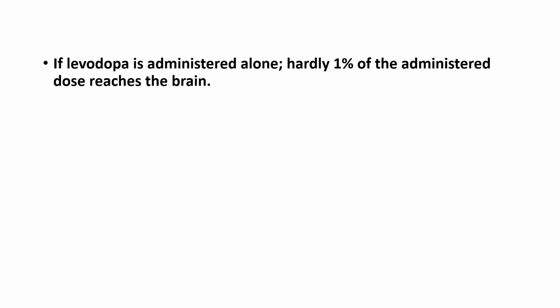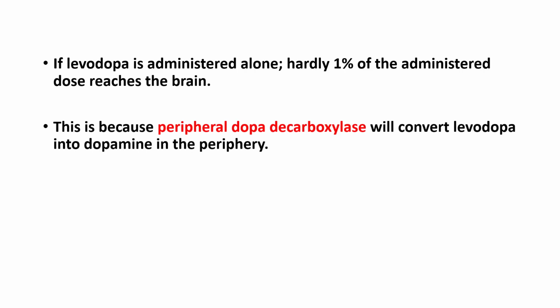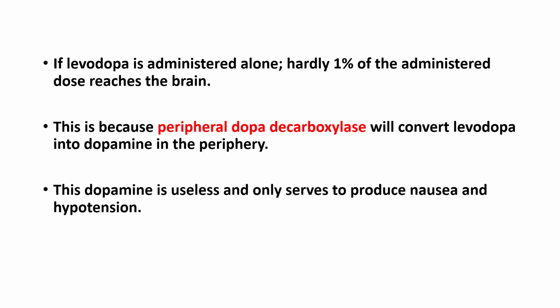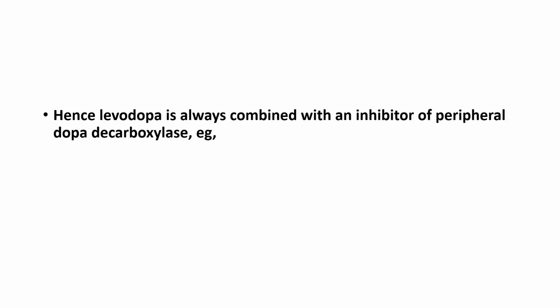Now, if levodopa is administered alone, hardly 1% of the administered dose will reach the brain. This is because peripheral dopa decarboxylase will convert levodopa into dopamine in the periphery. And this dopamine is useless as it serves only to produce nausea and hypotension for the patient. Hence, levodopa is always combined with an inhibitor of peripheral dopa decarboxylase, for example, carbidopa or benserazide.